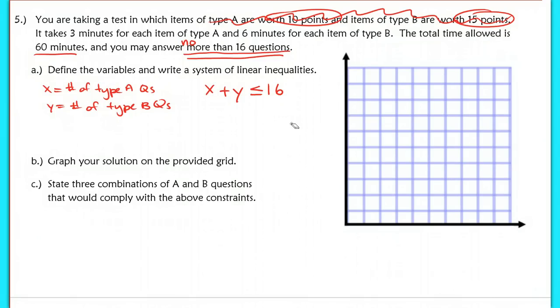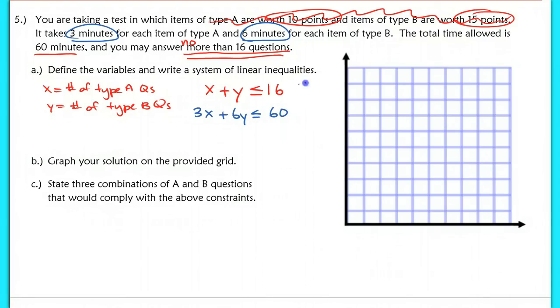Now the second inequality is going to come from the fact that it takes 3 minutes per type A question and 6 minutes per type B question. So if I take 3 minutes for every type A question and 6 minutes for every type B question, so that's literally what I'm saying out loud, this is 3x plus 6y. 3 minutes per type A and 6 minutes per type B question here. Then I have a total of 60 minutes to take this test. So this is going to be less than or equal to 60.